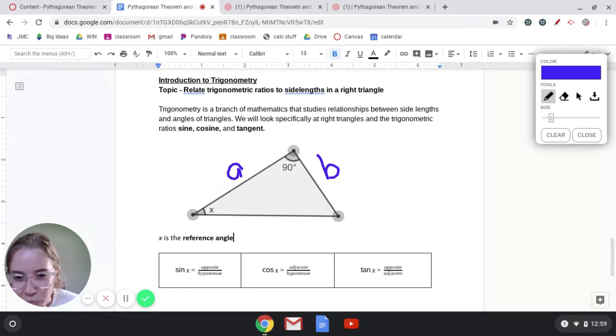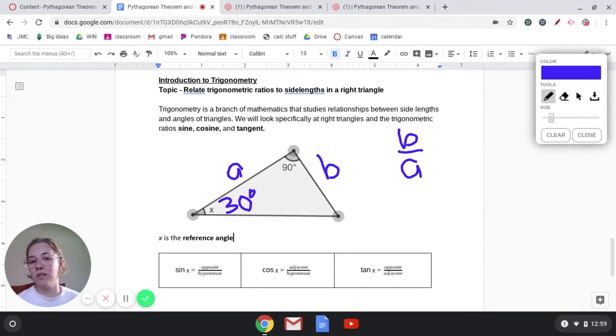Let's say this angle X is 30 degrees. It turns out any right triangle that has 30 degrees, the ratio between side A and side B is always the same. And that's when you get these little ratios down here. Since this ratio B over A, compared to that angle 30, is the same no matter what those lengths are. So if we make this triangle bigger or smaller, but keep that angle the same, this ratio is always going to be the same.